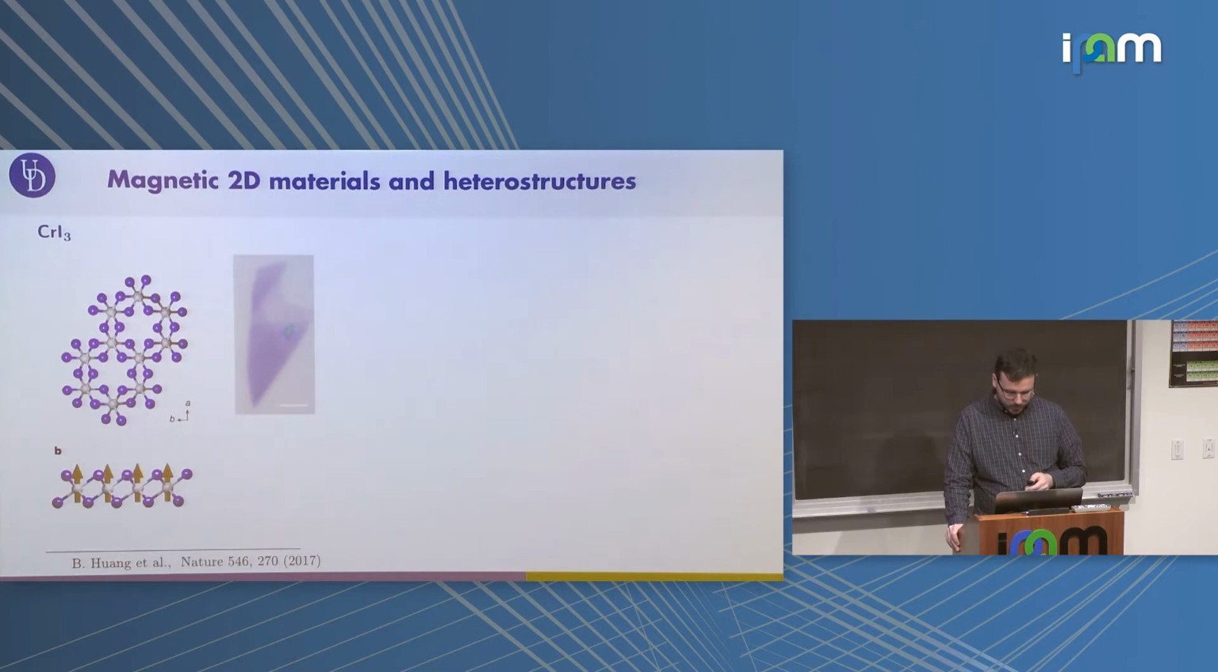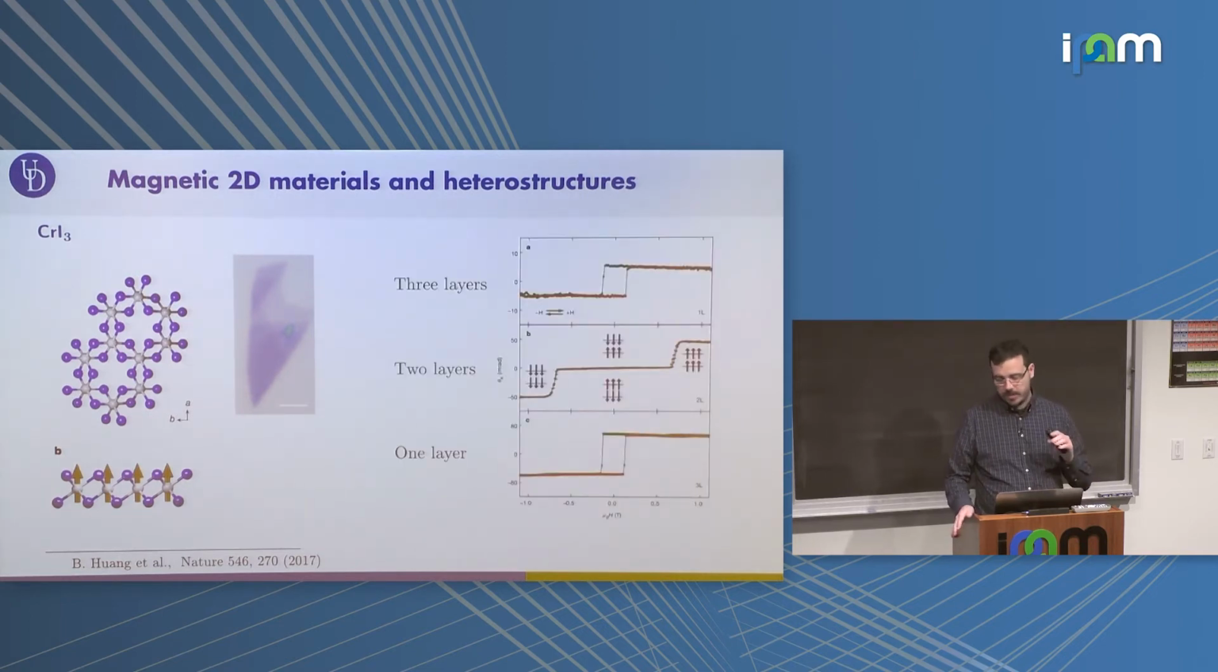What's also interesting is that if you stack this material in 2 or 3 layers, although each single layer is a ferromagnet, you can have different coupling between the layers. For 1 layer and for 3 layers, you have a ferromagnetic coupling, but for the bilayer system, you have an antiferromagnetic coupling.